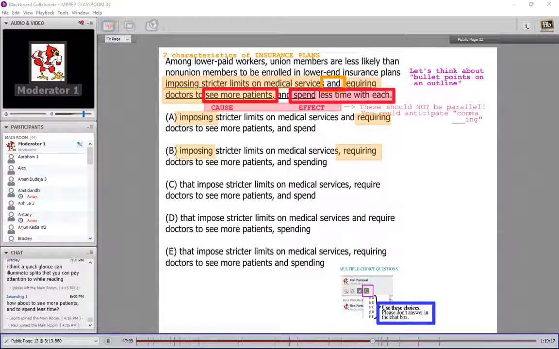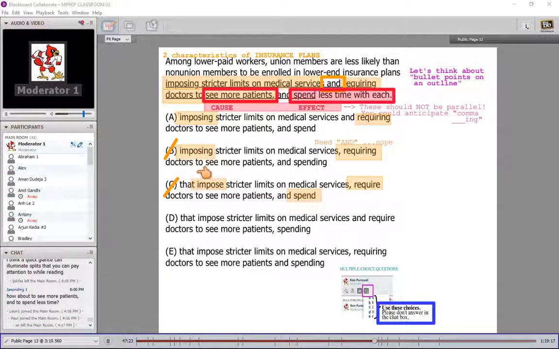You can't connect two parallel structures by just putting a comma there. You need "and," so this doesn't work. It's out. C tries to put all of these in parallel, and we know you can't do that, because you can't put things that insurance plans do in parallel with things that doctors do. Then, impose and require, those are all right. Impose, comma, requiring has the same problem as B, so nope. That leaves us with A, alligator, and D, dog.